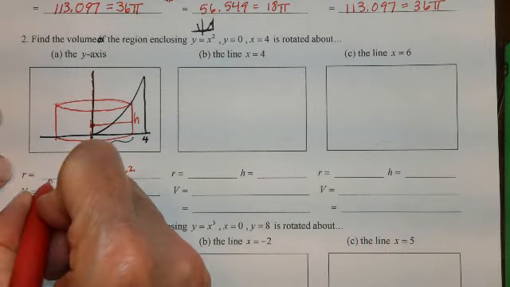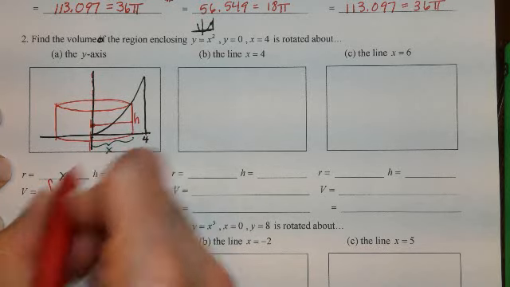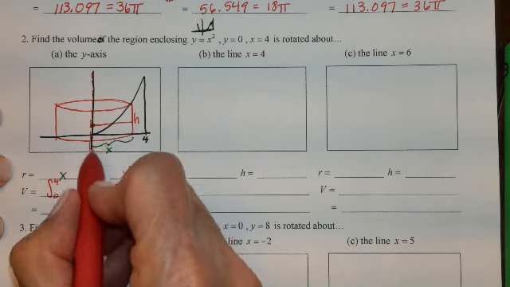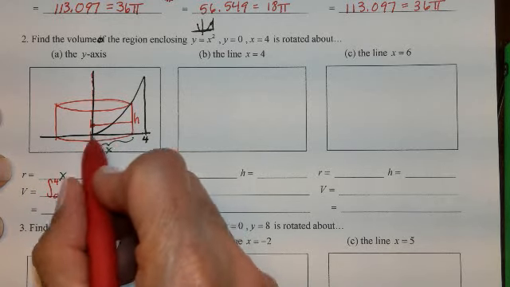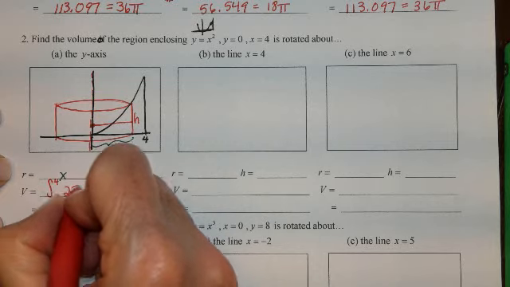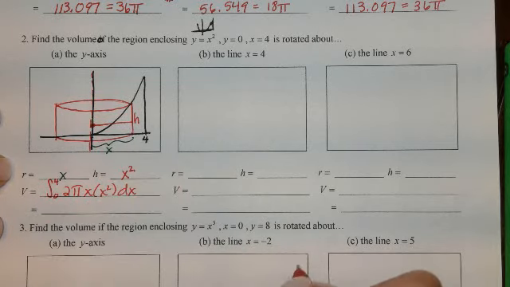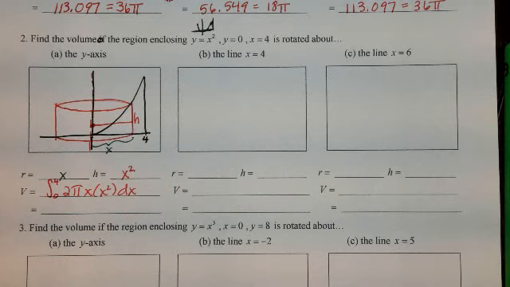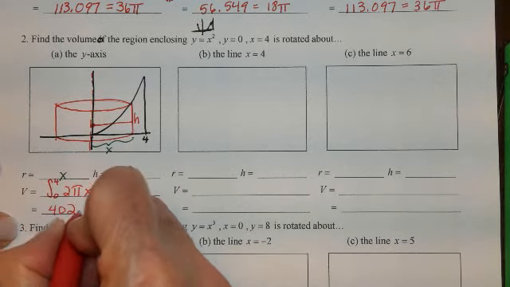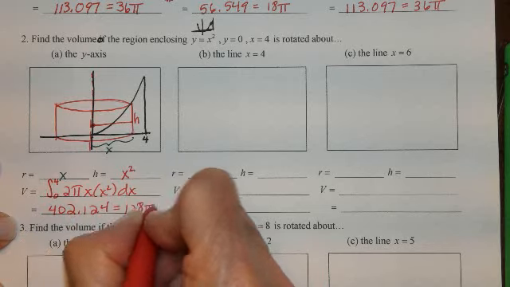So our volume will be the integral from 0 to 4. Again, remember, only do the x values of your region here, okay? And then 2 pi r h dx. When we put that into our calculator, we get 402.124, which is 128 pi. Kind of big.